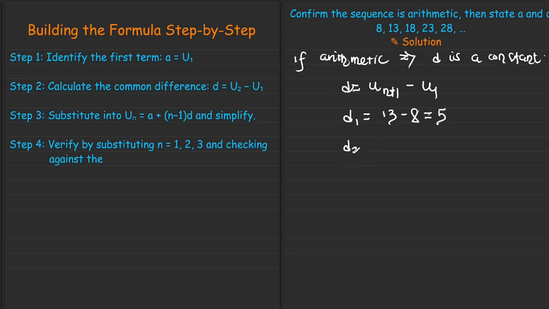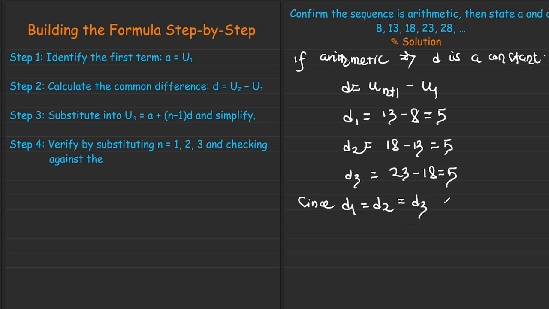Let's name the second D we want as D2. That is going to be 18 minus 13, which gives me 5. Then we want our D3. That is 23 minus 18, which gives us 5. You can proceed to the last one. That is 28 minus 23, and that also gives you 5. Now you'd say that since our D1 is equal to our D2, which is equal to our D3, then it simply implies that the sequence is arithmetic.